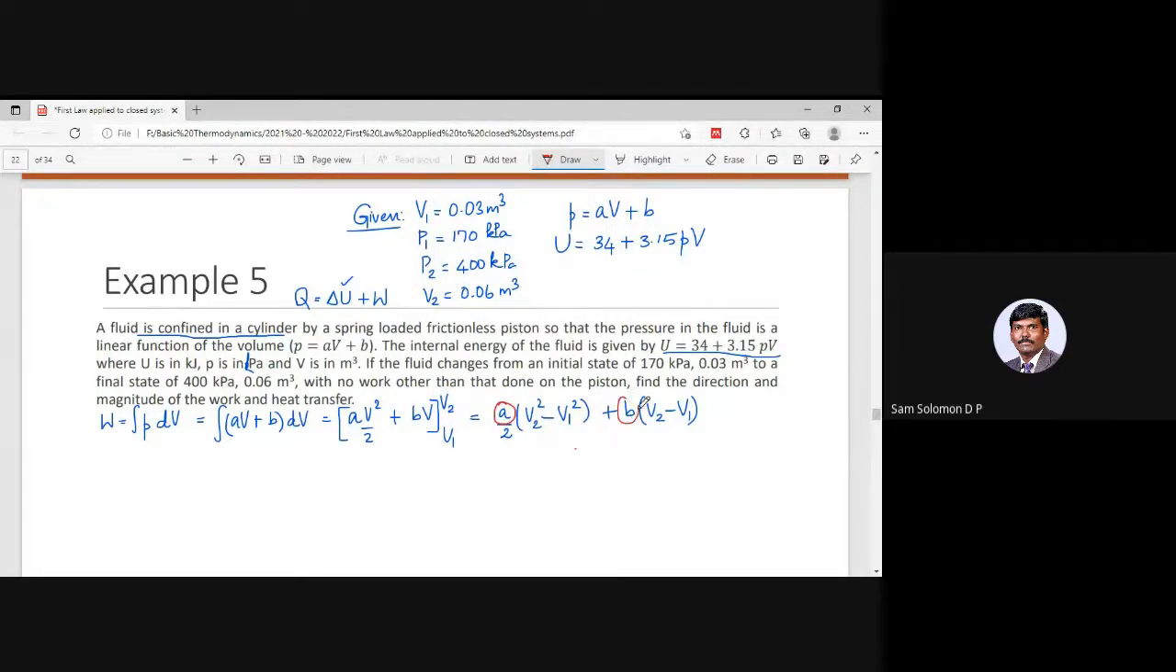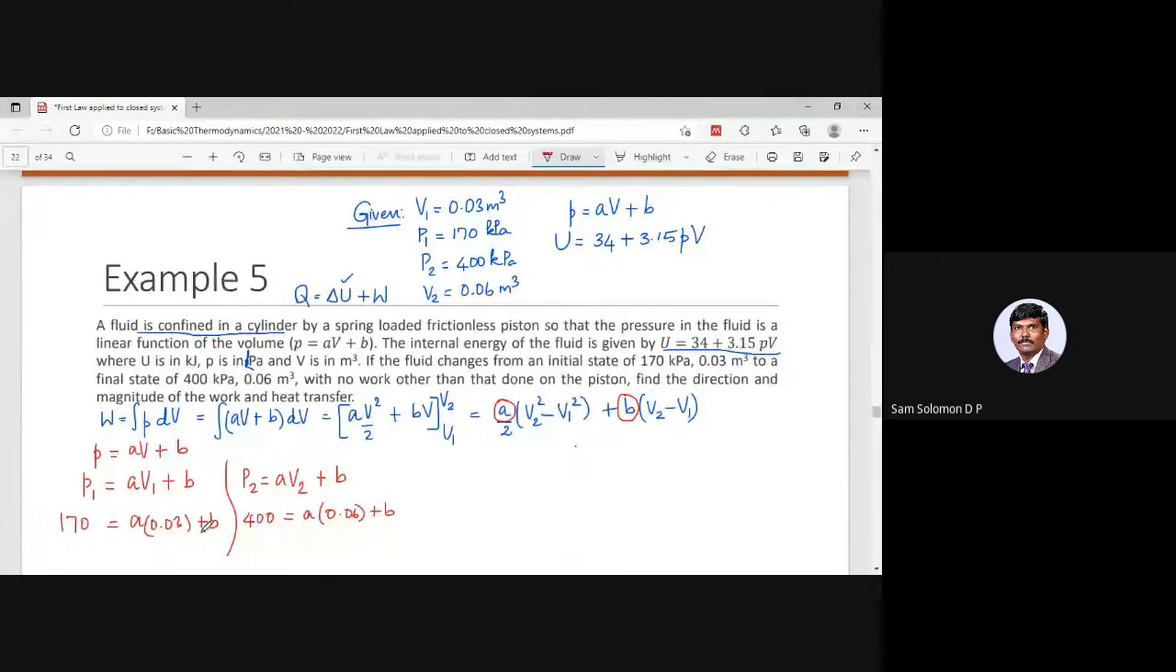Very good. So that is how we have to get it. You have to use the equation that is given, P equal to AV plus B. Using that, we can rewrite this as P1 equals AV1 plus B, and P2 is AV2 plus B. So here I can write 170 kilopascal equals A times 0.03 plus B, and 400 kilopascal equals A times 0.06 plus B.